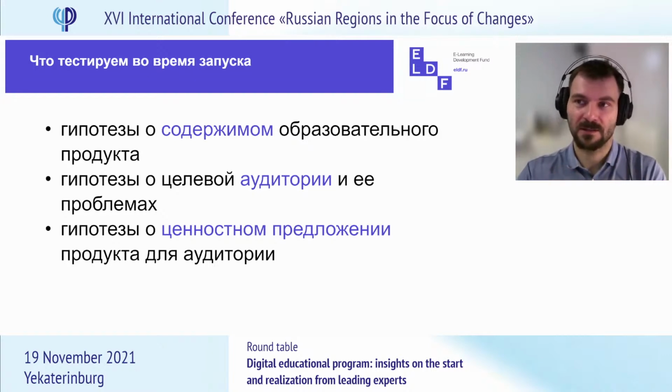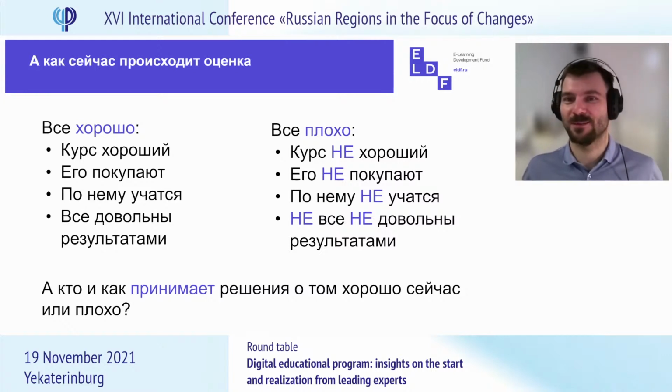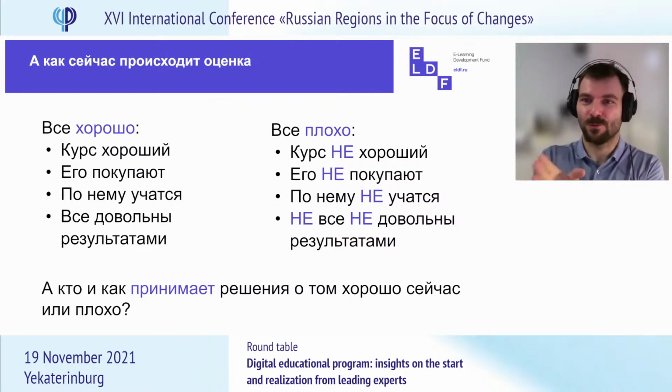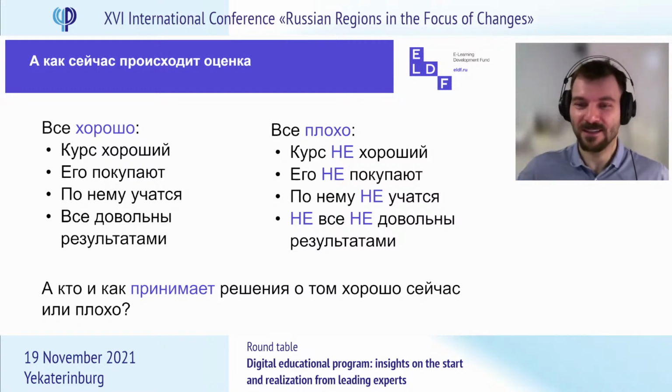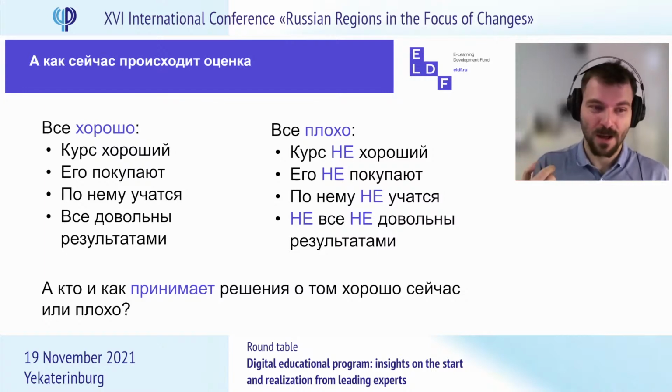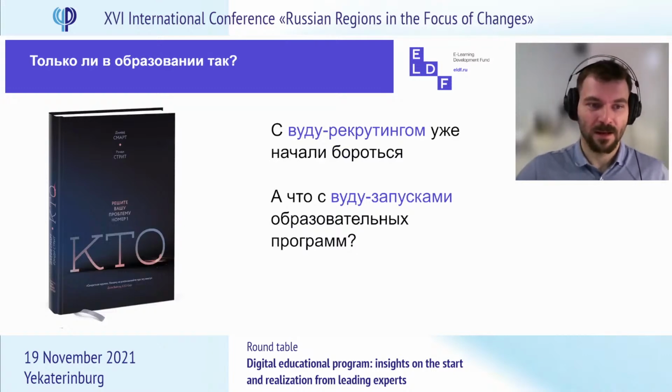So if we're talking about experiments, it means we are testing some hypothesis. And we can test a hypothesis on the content, on the target audience, and on the value proposition of our program. Of course, all this is happening now. It's clear that if your course is good, people are buying it, people are saying it's good, people are taking it, and everyone is satisfied with the results. If a course is bad, people are not buying it, they're not taking it, and not everyone is happy with the results of your training. So the question is, who is making a decision on whether the course is good or bad, and based on what data?